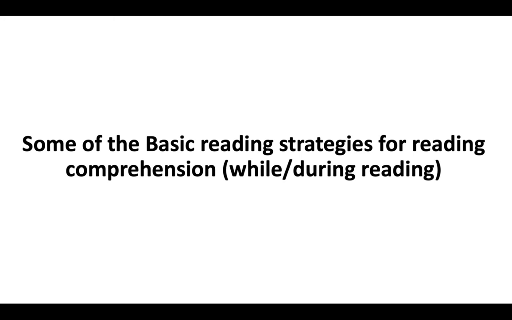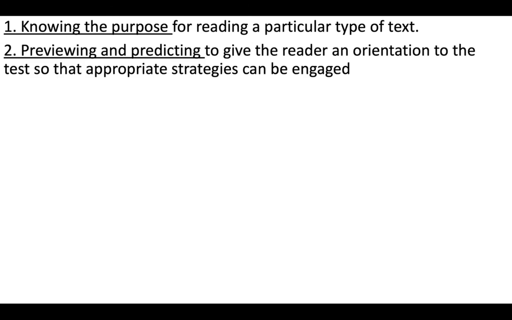Here are some of the basic strategies that you can do while the learners are reading. Some, not all of them, but just some. So one is knowing the purpose for reading a particular text. After they read, they will find out what the purpose of this reading is. Is it to inform them, to persuade them? All that kind of wonderful stuff. Or is it for describing an event or whatever it's covering? Right, and then previewing and predicting, so to give the readers an orientation to the text so that the appropriate strategies can be engaged. Right, so they preview first, and then they make a prediction of which strategies will work best with this type of reading.